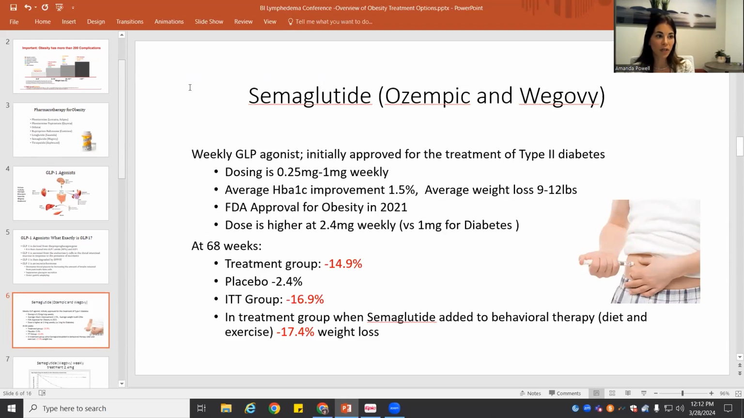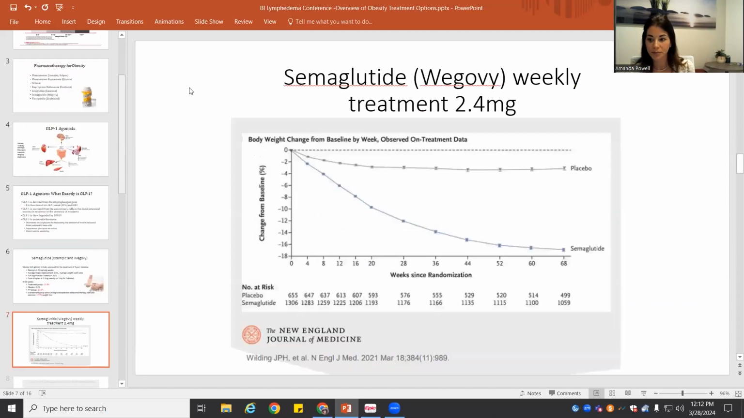The benefit of the drug, when it was originally approved for diabetes, was an average A1C improvement of 1.5% and about 10% weight loss. As you go higher in the dose, it was discovered the weight loss was so great in diabetes that it was looked at for obesity, and the dose was bumped up to 2.4, and at higher doses, we see even better weight loss. So patients on treatment with Wegovy at 2.4 milligrams are losing upwards of 16% weight loss.